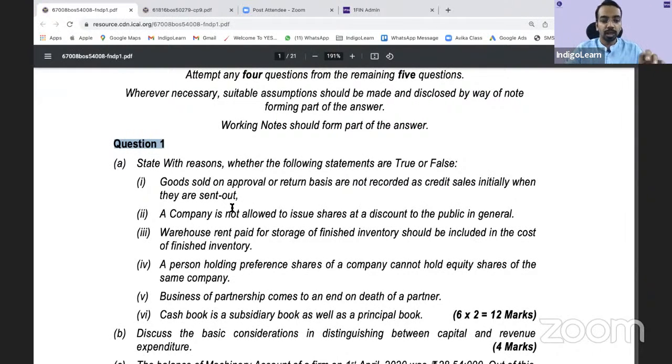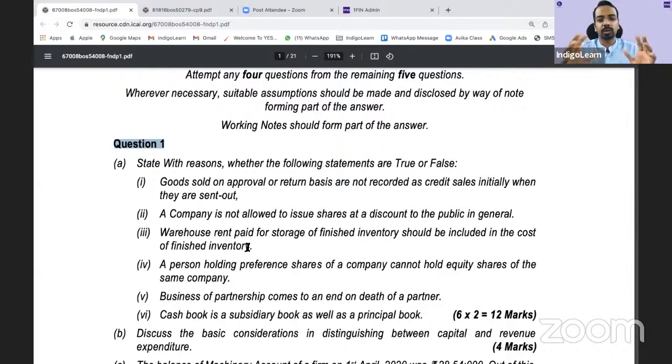Whenever you are writing these answers, please have a look at the past suggested answers. You have to clearly mention whether it is true or false and give reasons for why you think it is a true statement or a false statement. And how to get comfort over this?